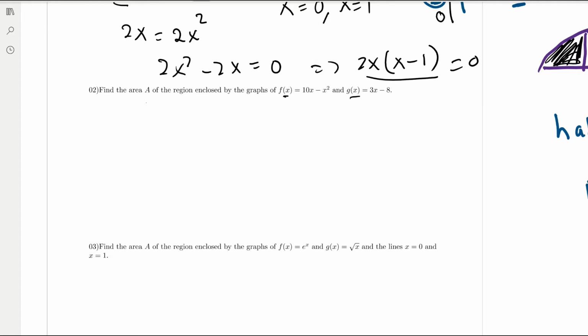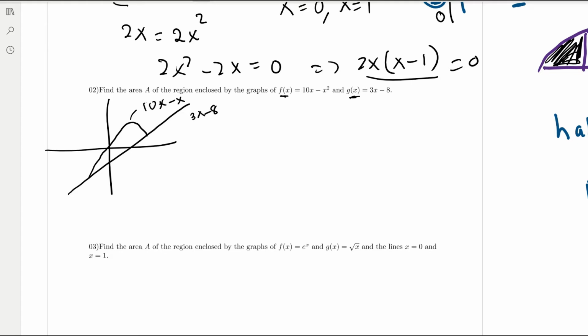So we need to find the area of the region enclosed by these two functions. The first thing that I recommend is to draw these two graphs, right? If you draw g(x) = 3x minus 8, that's how it looks. If you draw f(x) = 10x minus x squared, it's going to look like this. I'm not the best artist in the world, so again bear with me. Okay, so this is 10x minus x squared. They're asking you to find the area between these two curves, right?